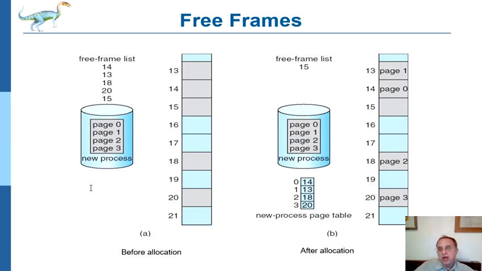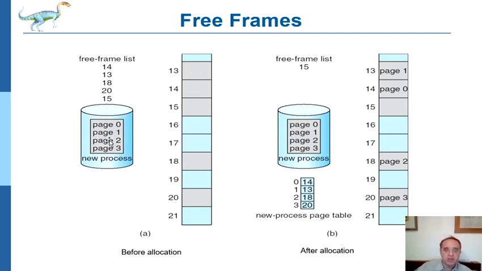We're also going to have to keep track of free frames. For example, the gray ones are the free ones, and 16 is being used by another process. Now a new process comes along, and the operating system sees a free frame list, which is 14, 13, 18, 20, and 15. The list is not in order here. Those are the free frames.